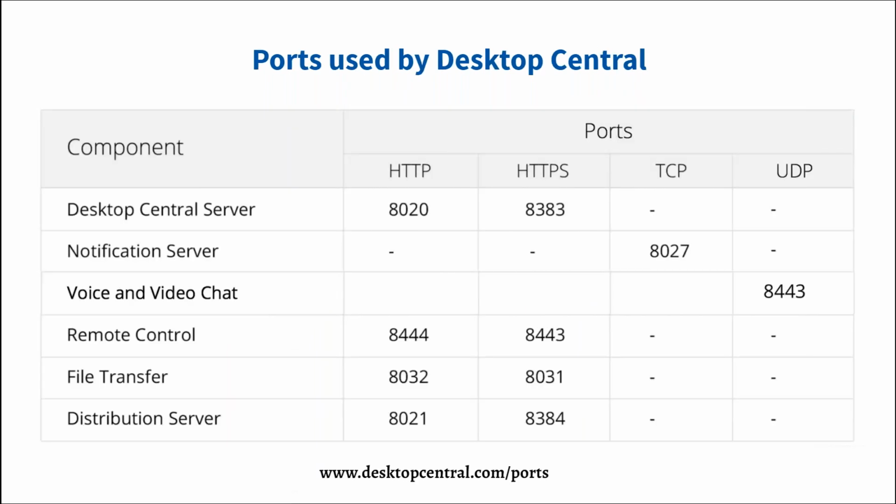Okay, right. So here are the ports used by Desktop Central. We recommend you to open these ports to utilize the features available in Desktop Central. For example, voice and video chat is one of the features in Desktop Central, which works on the UDP port, which is 8443. And agent server communication happens on 8020, and it can happen securely on port 8383. Even server to agent notification happens on the TCP port, which is 8027. To know more about the ports, you can refer to the below URL, desktopcentral.com ports.